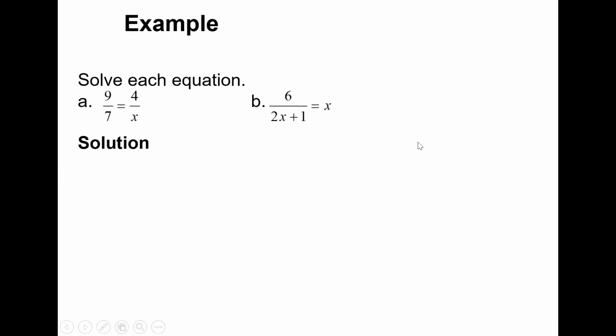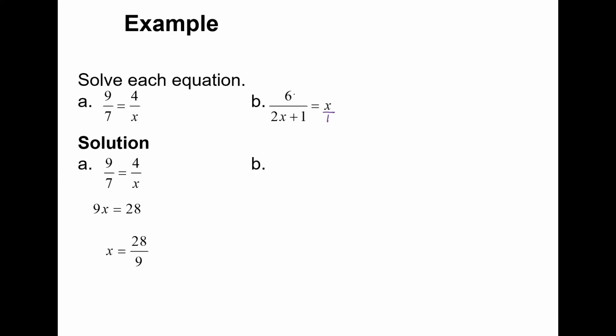So for example, we want to solve these equations. We take 9 times x, and that's going to equal 7 times 4, and then we solve for x. So how do we do that? 9 times x is 9x, 4 times 7 is 28, divide both sides by 9, and we get 28 over 9. Now for this next one, we have to think about it as x over 1.